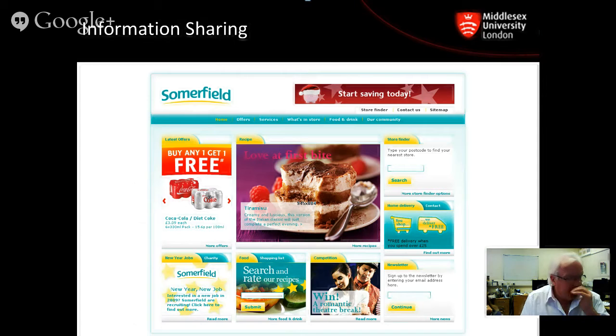Okay, so I'm going to come on to information sharing, and I'm going to talk about a job I did. Merv did separate jobs in Avanti. I did something with this outfit called Summerfield, which is now part of the cooperative chain.